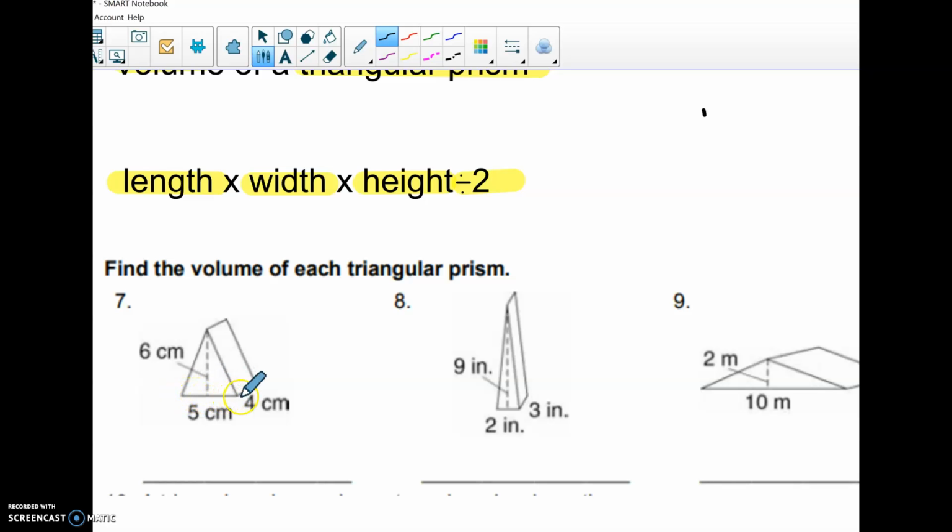I've got length, width, height going straight up and down. So I do length, width, and I'm showing my work, height, and don't forget we divide by 2 because it's a triangular prism. Okay, so 5 times 4 times 6, divide by 2 because it's a triangle. Triangles are half of a rectangle. Okay, so I would get 20 times 6 is 120, divided by 2 is 60.